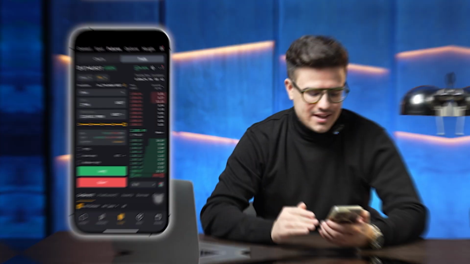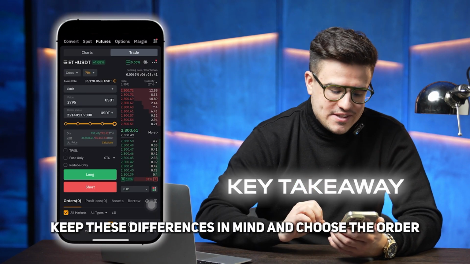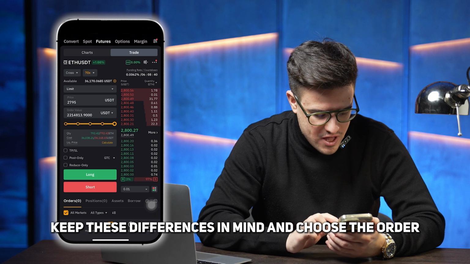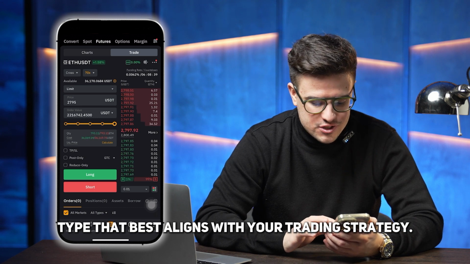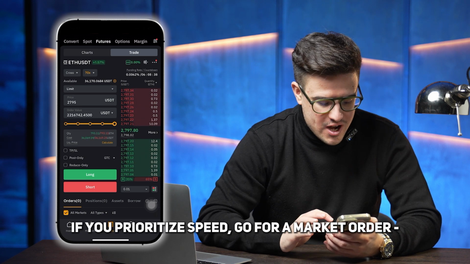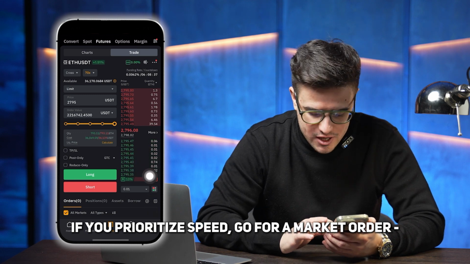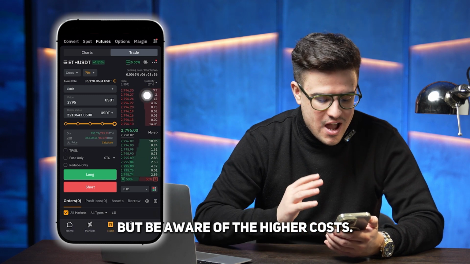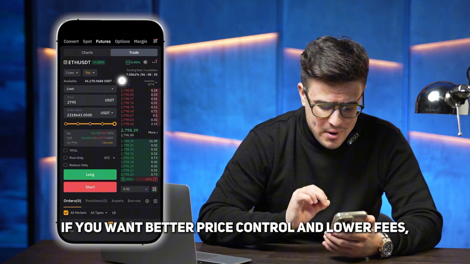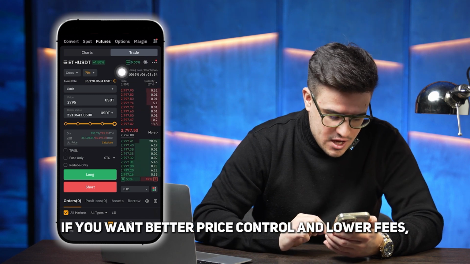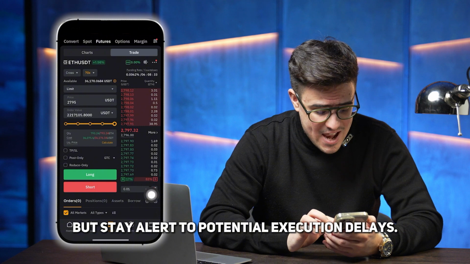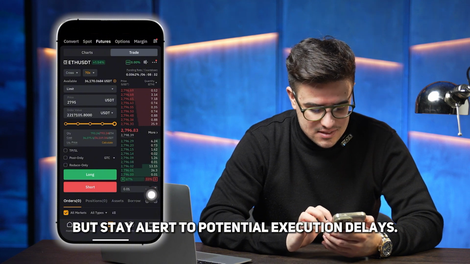Key takeaway. Keep these differences in mind and choose the order type that best aligns with your trading strategy. If you prioritize speed, go for a market order, but be aware of the higher costs. If you want better price control and lower fees, use limit orders, but stay alert to potential execution delays.